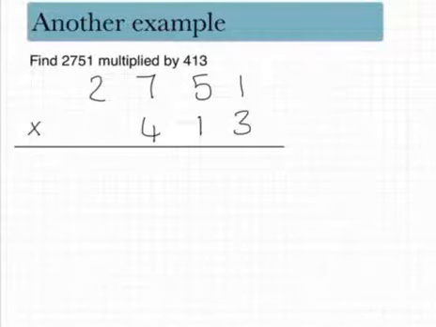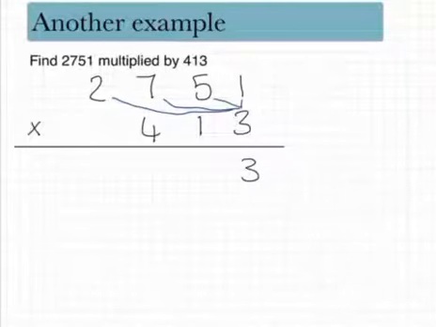So we're going to start with our first number on the bottom, the furthest right, which is our 3, isn't it? So we're going to do 3 times 1, then 3 times 5, then 3 times 7, then 3 times 2. Okay, so 3 times 1 is 3, 3 times 5 is 15, isn't it? So we're going to put our 5 and carry our 1 to the next number. 3 times 7 should be 21. Add that 1 that we carried makes 22. So we put the second 2 and carry the first 2.